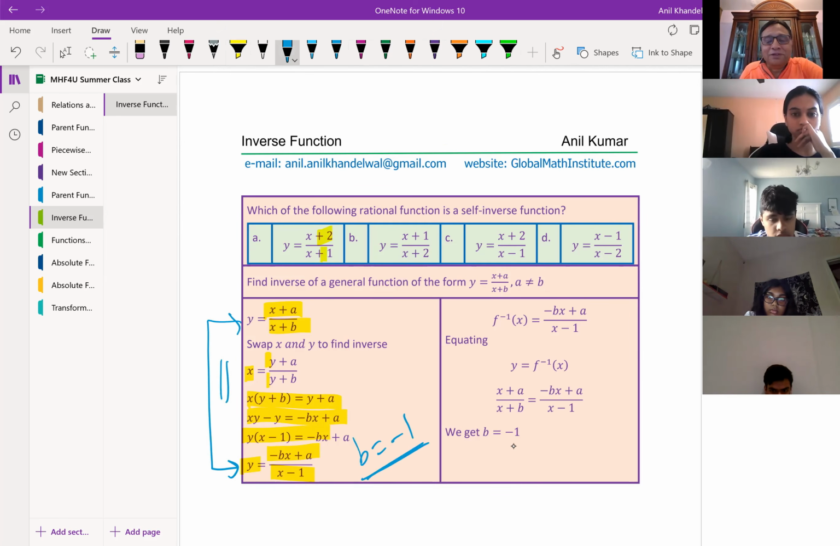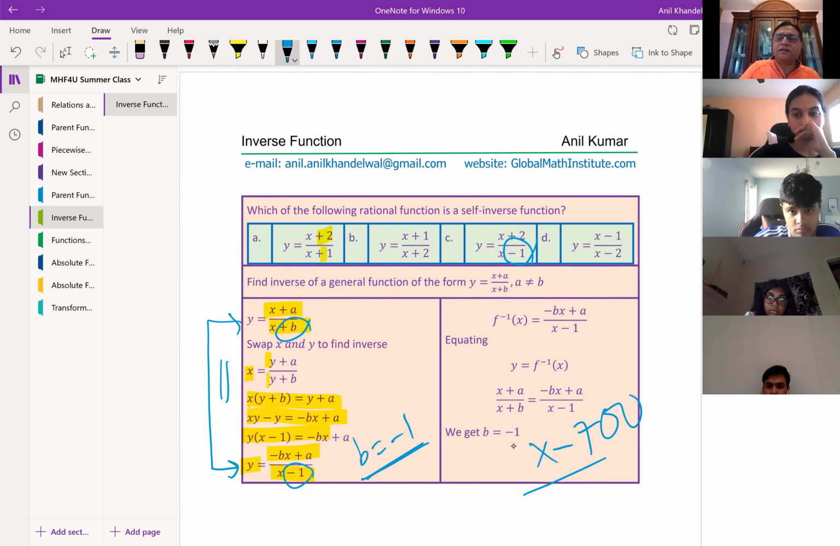Is that clear to you? So the denominator is x plus b, and this is minus 1. It works. Do you see that? So that means this is the correct answer. The numerator could be anything. If you have x minus 1 in the denominator, that is the self-inverse. The other numerator can be anything. The numerator could be x minus 700, whatever you write. But if I have x minus 1 here, it will be self-inverse. You get the idea.